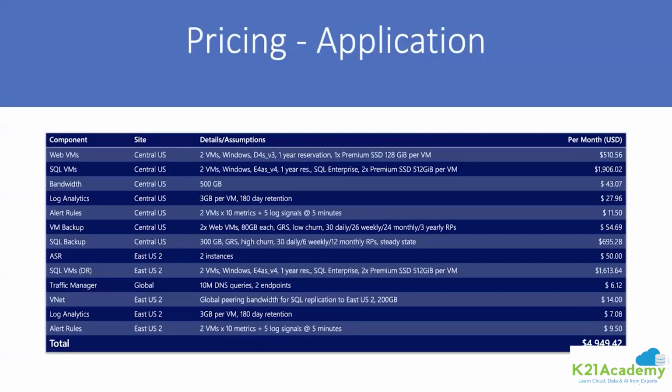Then pricing for the application: if my application is going to be up and running, then what will be the cost? So we have web VM, SQL VM, bandwidth, log analytics, alert rule, VM backup, SQL backup, Azure Site Recovery, SQL VM with DR, traffic manager, right? Virtual network, log analytics for those instances, alert rule. So here, if you see, both regions I have considered, Central US and East US too, for whatever services, infrastructure, resources you are planning.